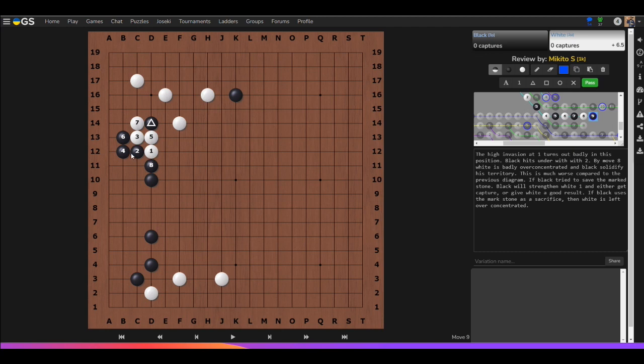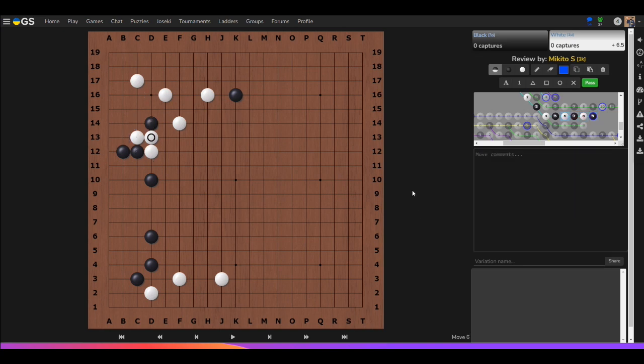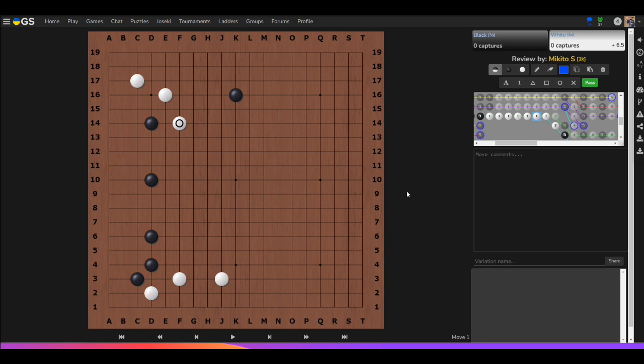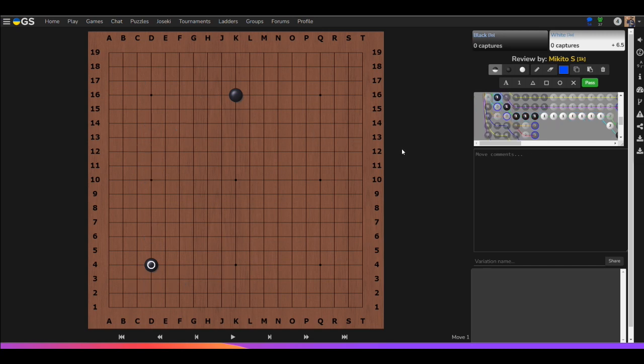So that's why black plays 4, 6, and 8 to solidify its territory while making white look stupid, right? It's way too over concentrated. It took way too many stones to capture one stone in a very small area. So, really cool concept. I like this example quite a bit. It really shows us both when to use the high approach and when to use the low approach. That's what we should be really trying to take away from this example.